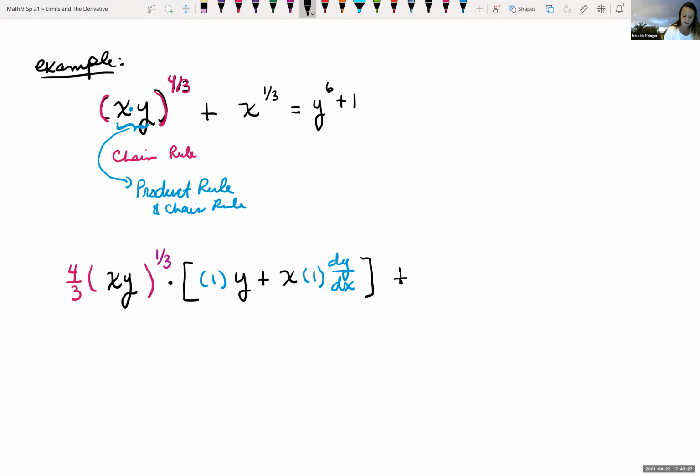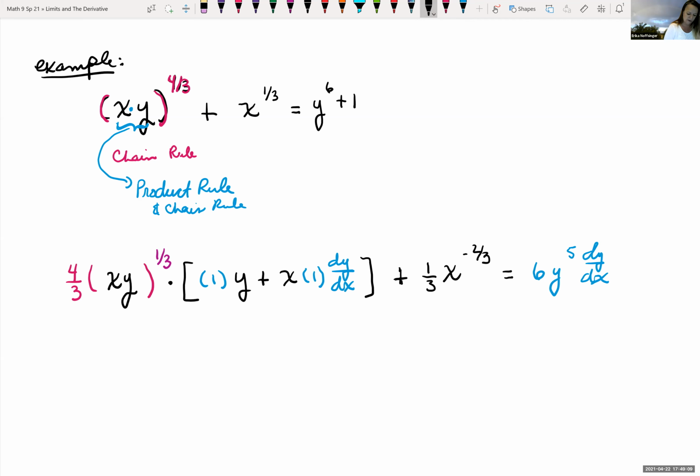Plus, now we're taking the derivative of x to the 1/3 power. So that's just 1/3 x, subtract 1 from my power, I get negative 2/3, is equal to the derivative of y to the 6th, which is going to give me 6y to the 5th dy/dx, plus the derivative of 1, which is 0. So it's a little messy here. We need to get dy/dx by itself.